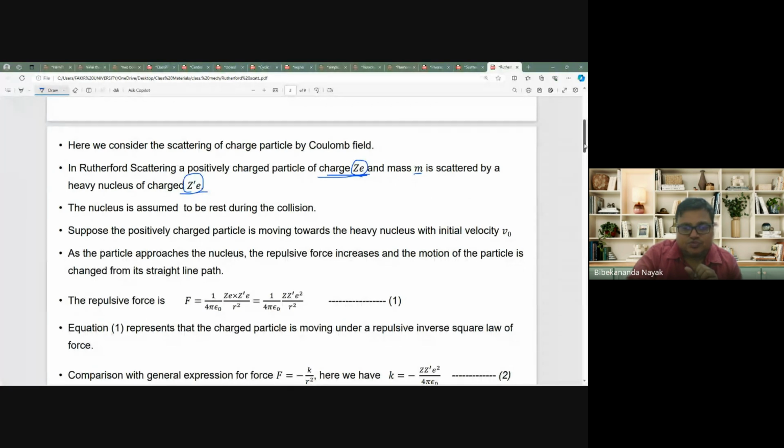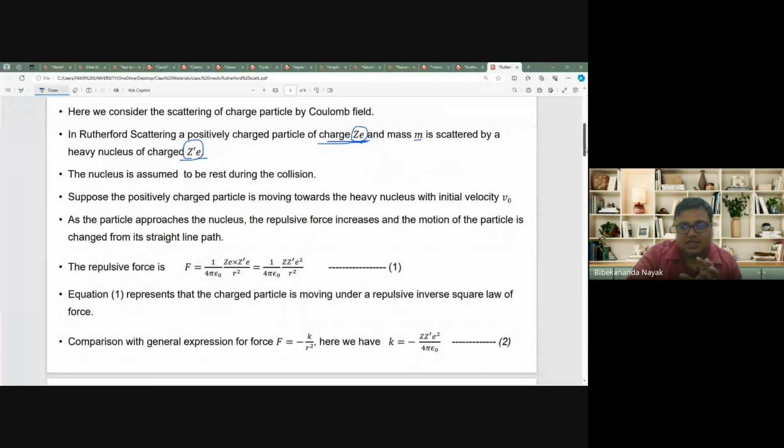Suppose the positive charged particle moves toward the heavy nucleus with initial velocity v0. As the particle approaches the nucleus, the repulsive force increases, and the motion of the particle changes from a straight line path. Since the repulsive force is the Coulombic force, its magnitude will be 1 by 4 pi epsilon naught, Ze into Z'e by r square. So this equation represents a charged particle moving under this repulsive force.